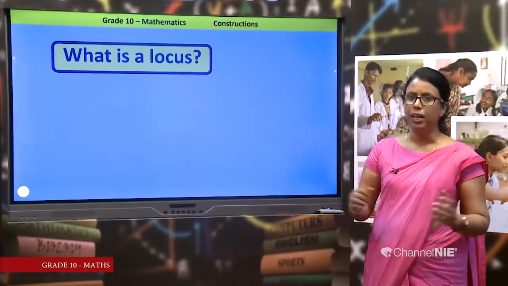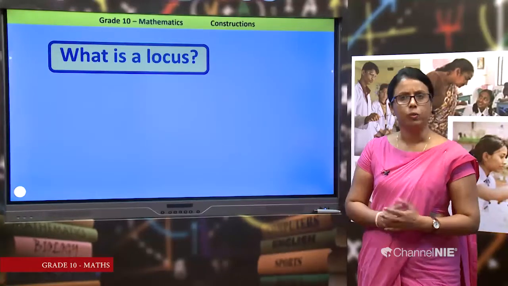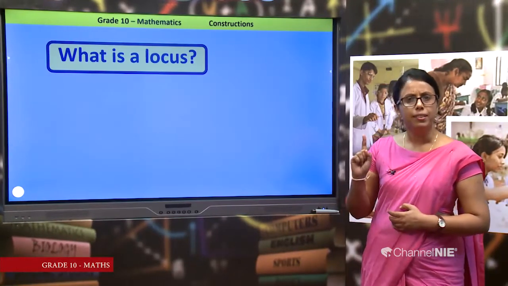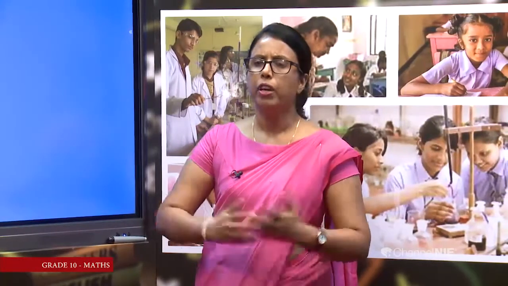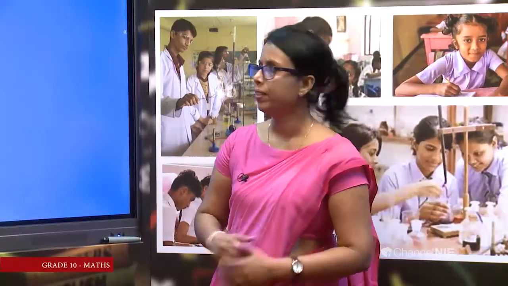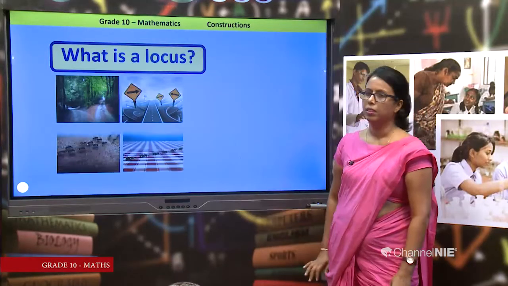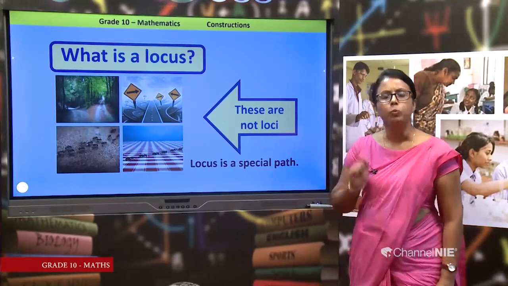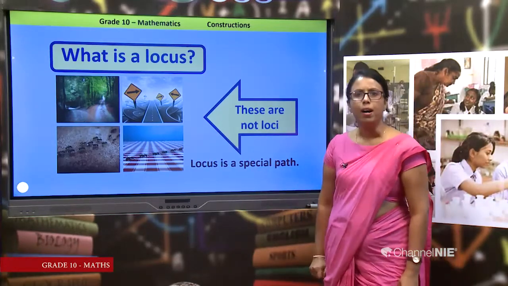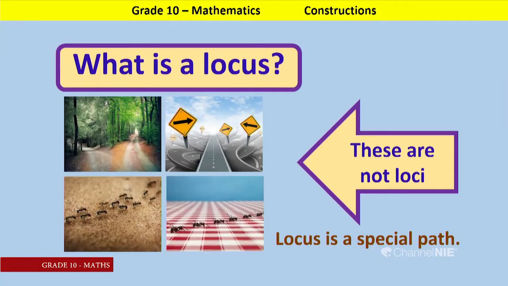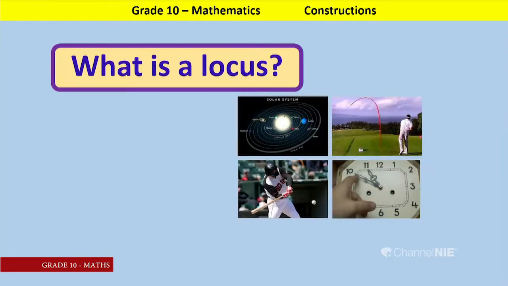Before going to construct loci, let's see what is locus or loci. Locus is the singular word for loci. Locus is a path. There are so many paths in our environment. Hope you have seen ants moving. That is also a path, but we can't say that is a locus in mathematics. Locus is a special path. What is a locus? Locus is a path of a point moving according to geometrical law.